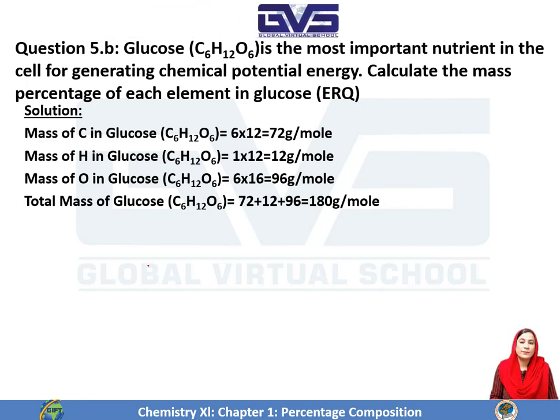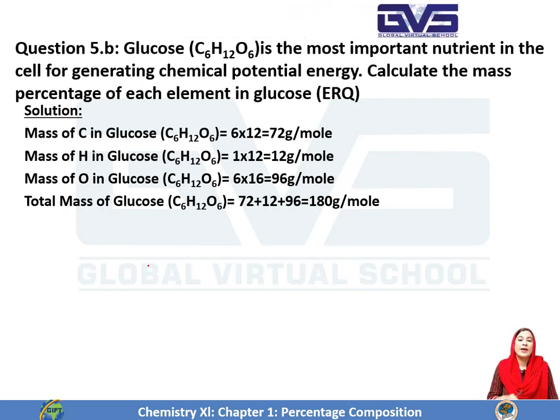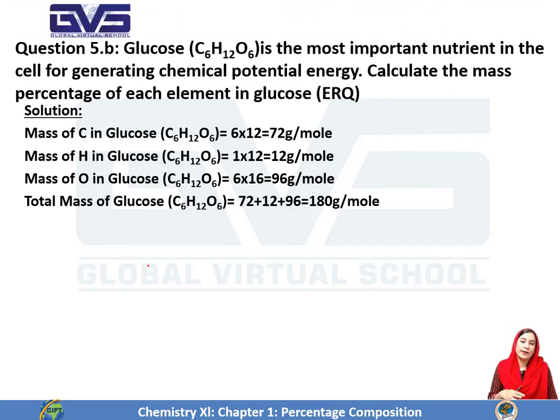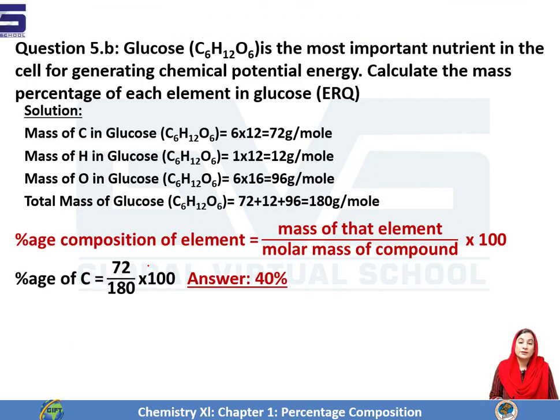So now apply the simple equation for each element. Percentage composition of carbon will be equal to the mass of carbon in the compound divided by the total mass of the compound. So the mass of carbon here is 72. This 72 is the mass of 6 carbons, divided by 180 multiplied by 100. So the answer is 40%. It means carbon in this glucose by mass is 40%.